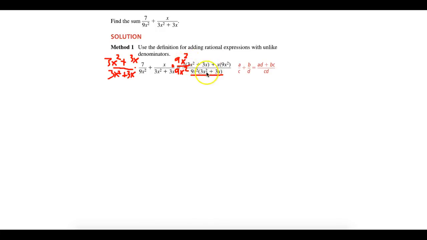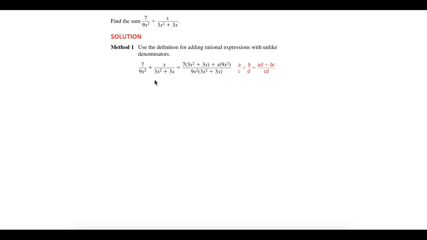And on top, we've got just the sum of our new numerators. We've got 7 times 3x squared plus 3x plus x times 9x squared. Okay, that's what we have here for the second term. I want to make sure everyone's clear on why we have that. So see 7 times this expression plus x times this term, and it's all over our common denominator. Okay, so that's our first method. We're just doing exactly what the journal said. We're getting our common denominator by just multiplying or cross-multiplying these two expressions.